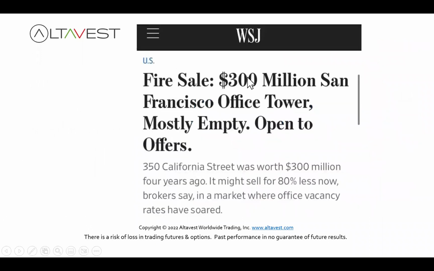And look at this, a $300 million office tower in San Francisco might sell for 80% less. So it'll sell for maybe $30 million. And that's happening all over. It's happening in Los Angeles, Orange County that I'm aware of. Big, huge price cuts on commercial real estate as well.